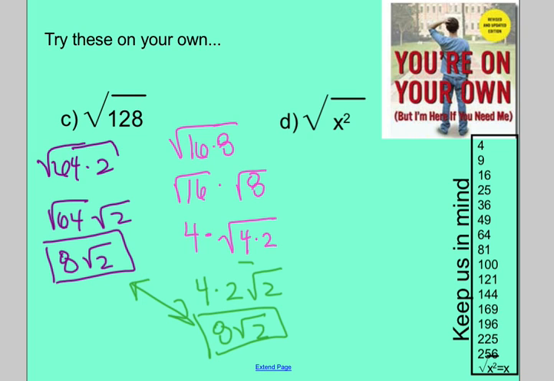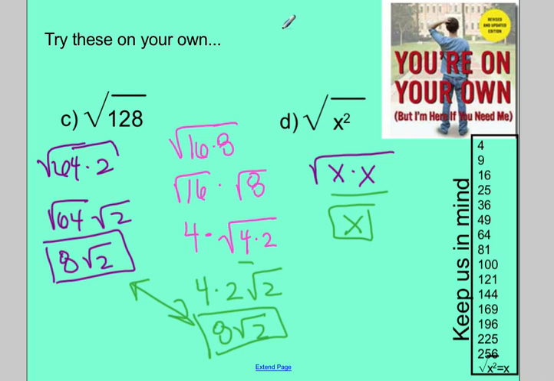Okay. Moving on to D. We have square root of x squared. Okay. There's a few ways to think about this. The first way we're going to think about it is x squared. I can really think about it as x times x. So since it is paired up, I can go ahead and write it outside the radical. So my answer would just be x.